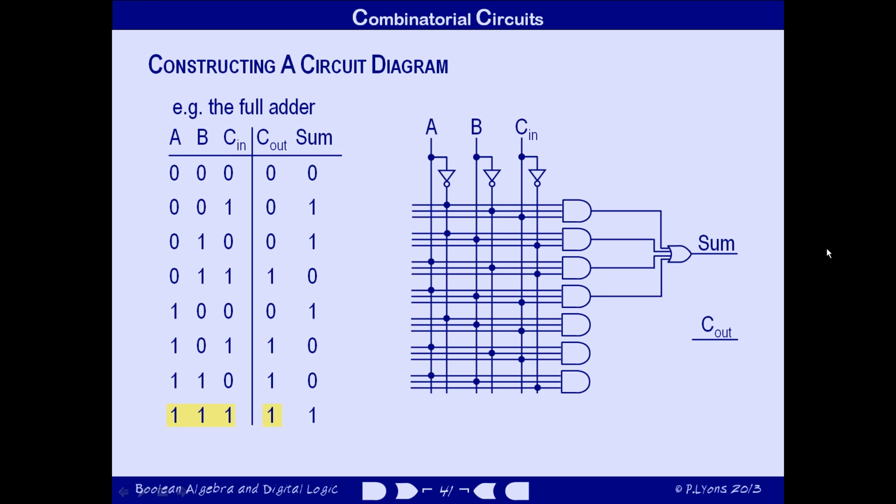Oh, but wait, we already have a gate in the circuit that performs that last function. In fact, the last AND gate that we included in the sum subcircuit is connected up in exactly that way. So we pinch its output and feed it into the OR gate that belongs to this subcircuit as well.